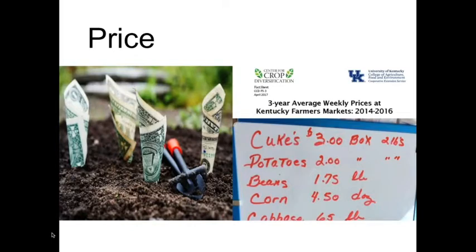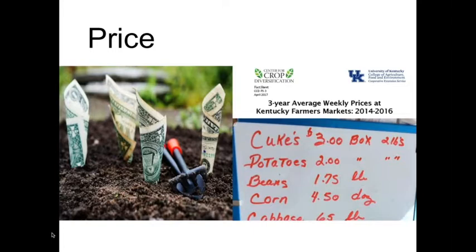So we've talked about the product, we've talked about the place that you're selling it, the different types of markets, different types of customers that you have. And this next one is price. On the right-hand side here, you see this 3-year average weekly prices publication. If you haven't seen that, we put that one out last year. We'll have a new one out this year for 2015 through 2017.